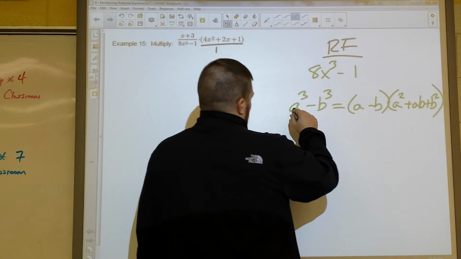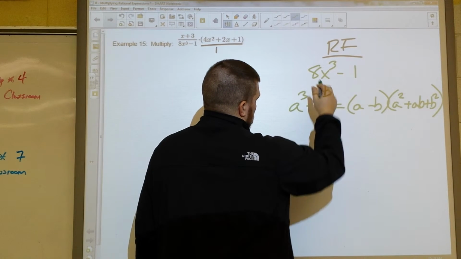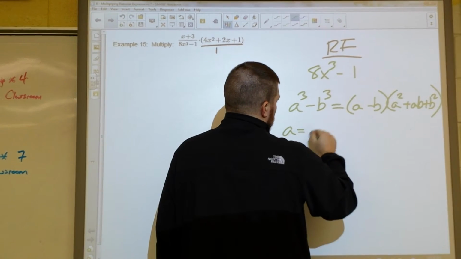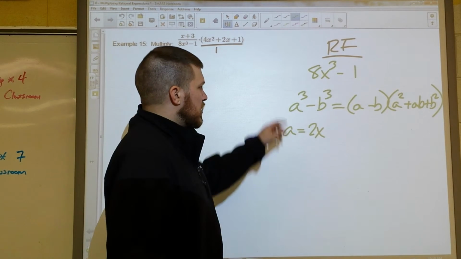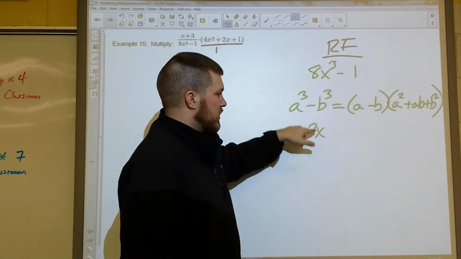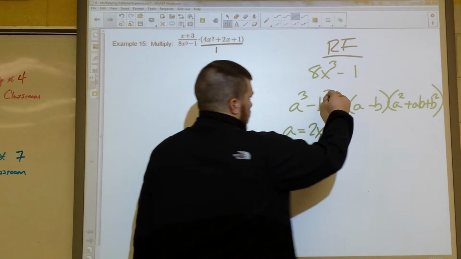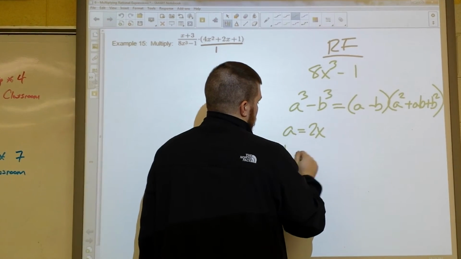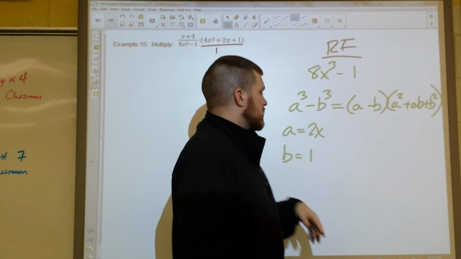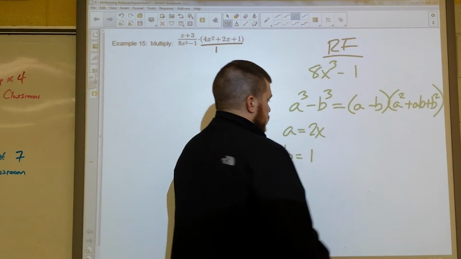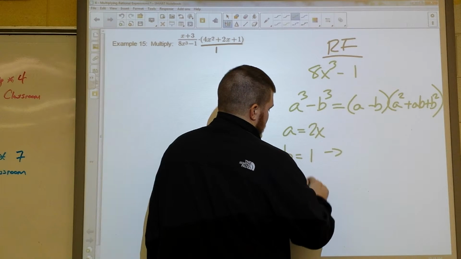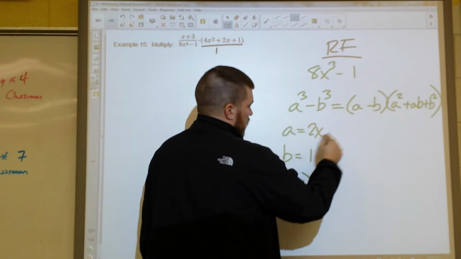All right, so that means a cubed matches up with 8x cubed, so that means a, just regular a, is going to be 2x. The reason why I got 2 is because the cube root of 8 is 2, and then cube root and cube is going to cancel out, so 2x. All right, the cube root of 1 is 1, so that means b is 1, and now I'm ready to plug in. Everywhere I see an a, I'm going to put in a 2x. Everywhere I see a b, I'm going to put in a 1. All right, so we have 2x minus 1 times a squared.